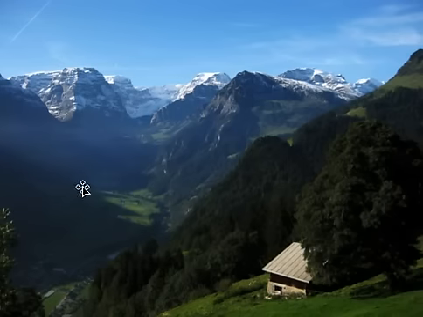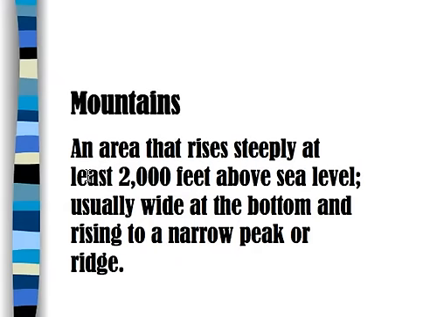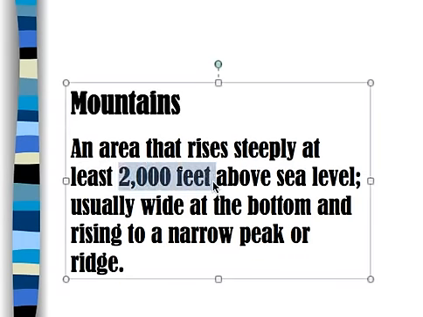Look at these. They're so large. What are they? Yes, you guessed it. They're mountains. All right, they're large. We see. It's a mountain range, actually, because there's multiple ones here. And it is an area that rises steeply at least 2,000 feet above sea level. Probably want to highlight that, and add in rises steeply. Usually wide at the bottom and rising to a narrow peak or ridge.